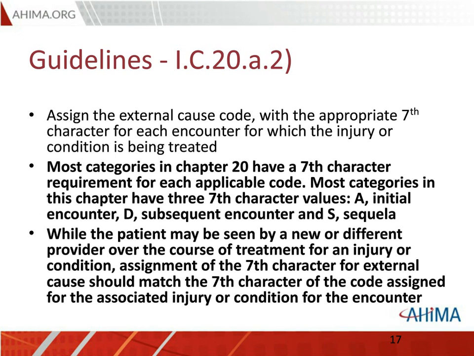Now moving on to the guidelines that talk about the 7th character in Chapter 20. As I said, the codes in Chapter 20 do require a 7th character, and they don't have that subdivision that we see in Chapter 19 when we're talking about fractures. So this is what we see right here, the A, the D, and the S, and that's pretty much all the options that we have. And they go on with the final bullet and tell us that we really want to match up our injury seventh characters with our external cause codes, and that makes perfect sense.